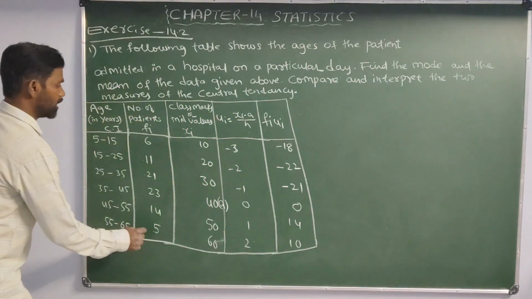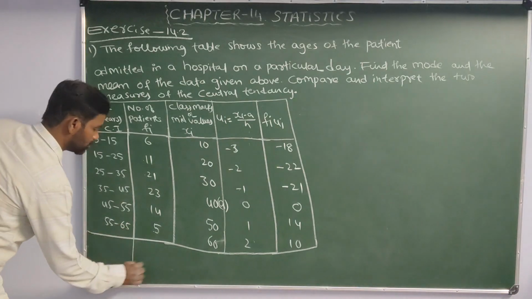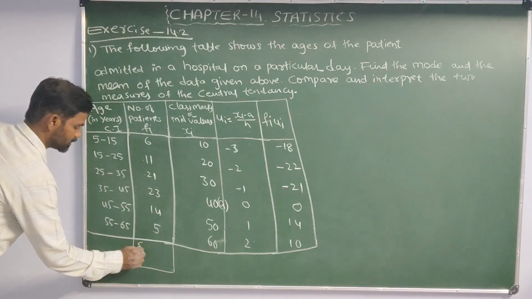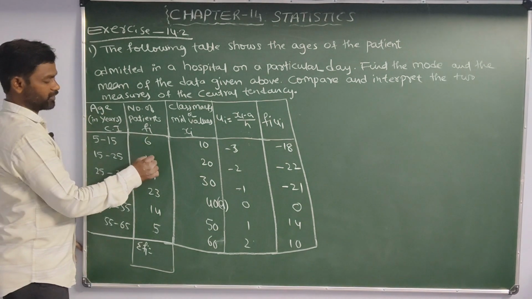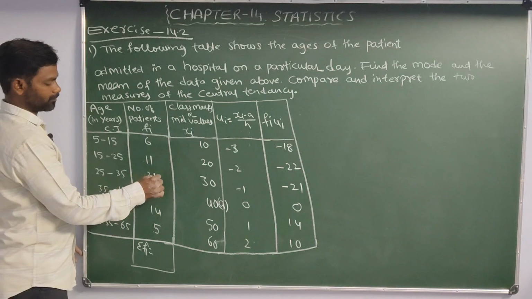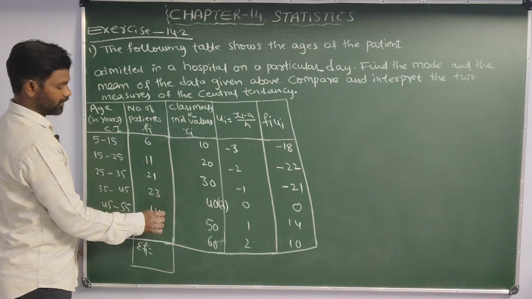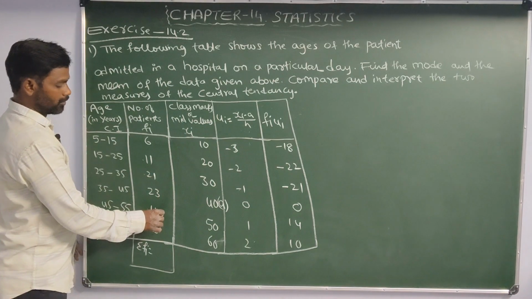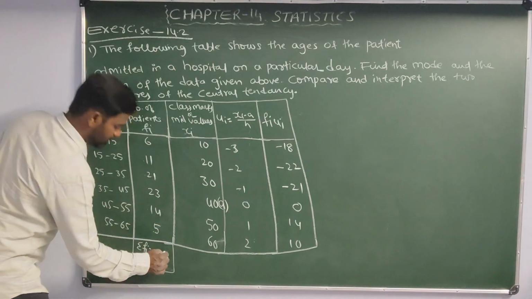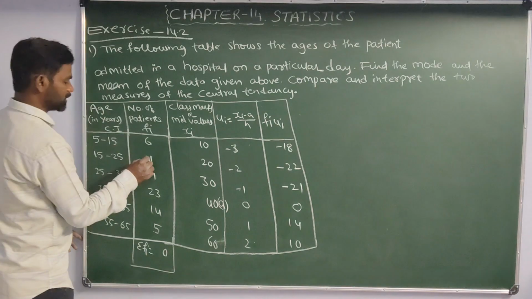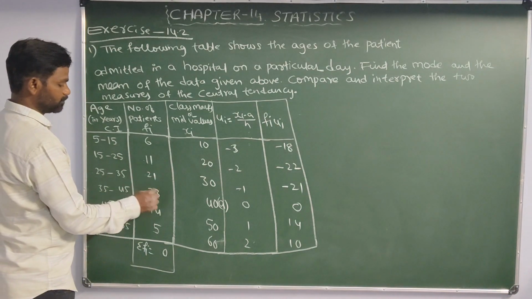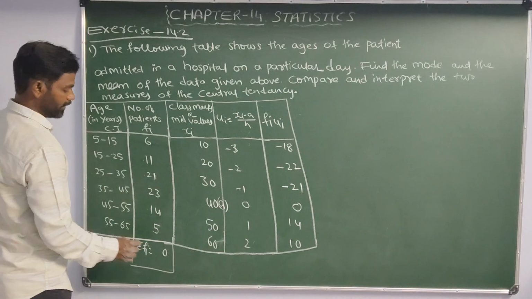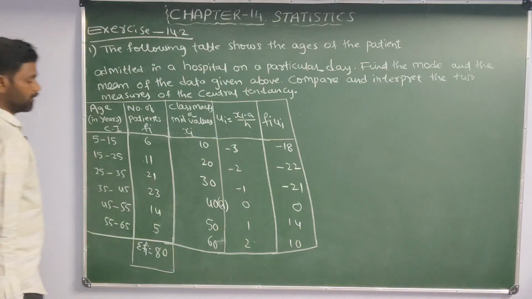Now as usual we have to add all the frequencies, that is sigma Fi. 6 plus 1 is 7. 7 plus 1 is 8. 8 plus 3 is 11. 11 plus 4 is 15. 15 plus 5 is 20, 2 carry. 2 plus 1 is 3. 3 plus 2 is 5. 5 plus 2 is 7. 7 plus 1 is 8. So it is 80. Let us do once again.